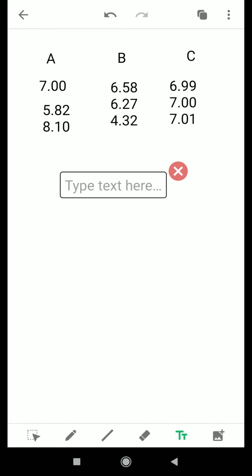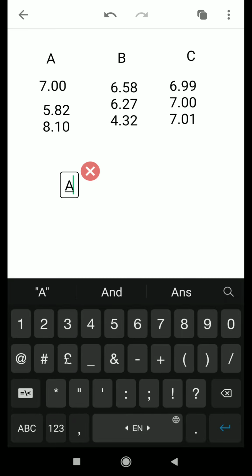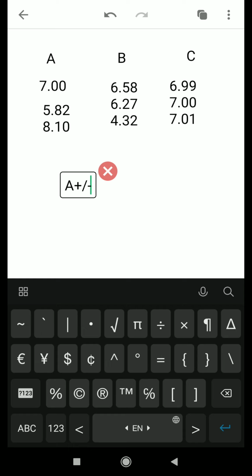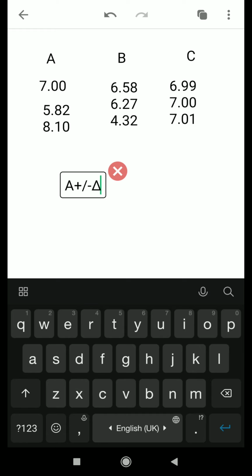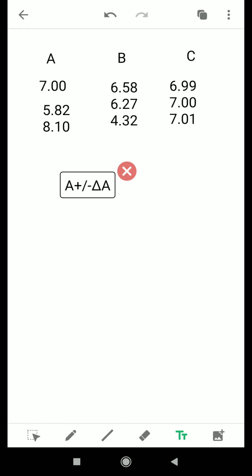Let's talk about the error calculations. Suppose you are doing an experiment A, and del A is the error in that experiment. So your result of that experiment will be A plus or minus del A. Clear? So your results will be A plus minus del A.